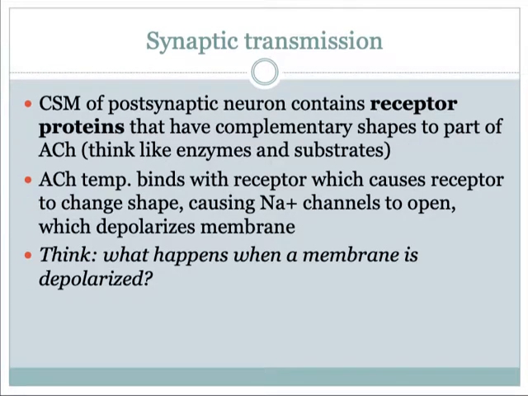Okay. So the cell surface membrane of the postsynaptic neuron contains receptor proteins, and part of the receptor protein molecule has a complementary shape to part of the ACH molecule so that they can temporarily bind. This changes the shape of the protein, opening channels through which sodium ions can pass. And these sodium ions diffuse into the cytoplasm of the postsynaptic neuron and depolarize that membrane.